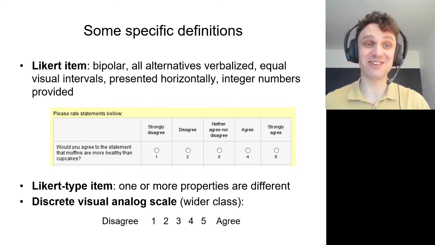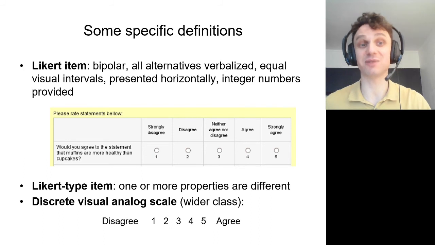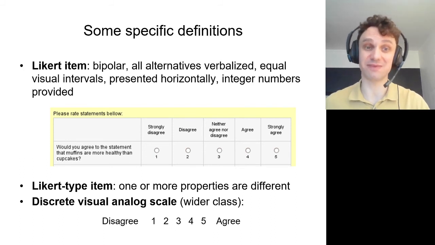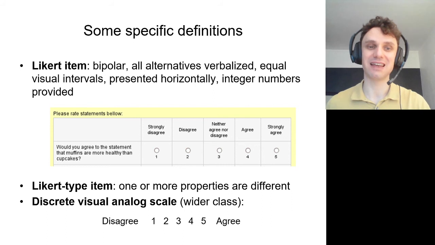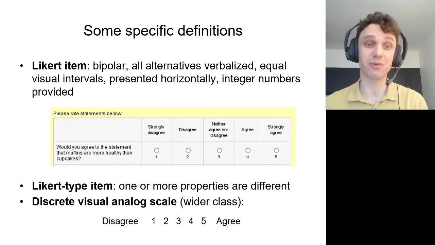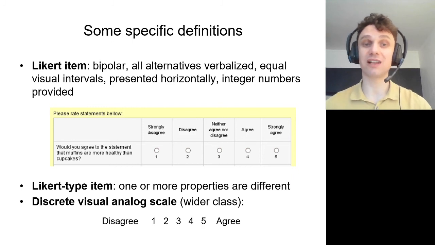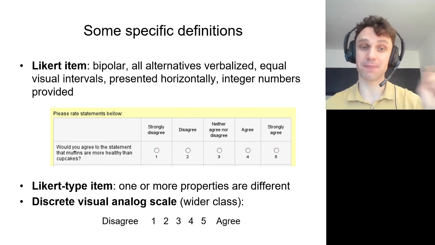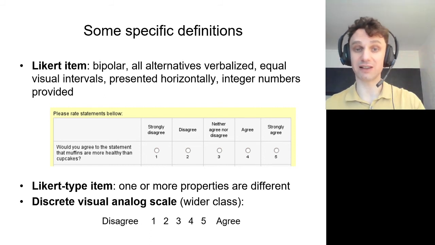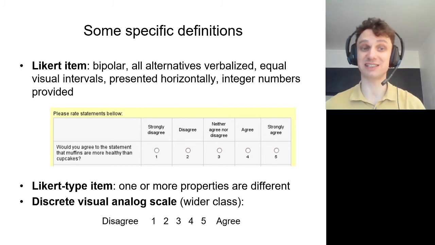In psychology, you can encounter one specific type of item, one specific type of response scale, which is called a Likert item, or a Likert scale. It is a scale that looks like the one shown on this slide. It is a statement or a question, and there is a bipolar answer scale, where all alternatives are given integer numbers and verbal labels. The response scale is presented horizontally and at equal visual intervals between scale points.